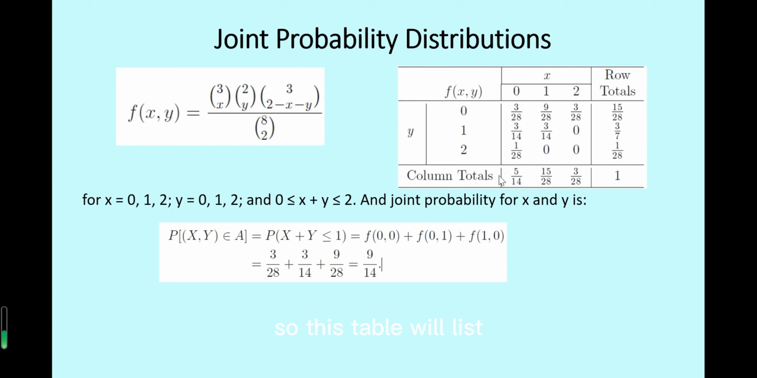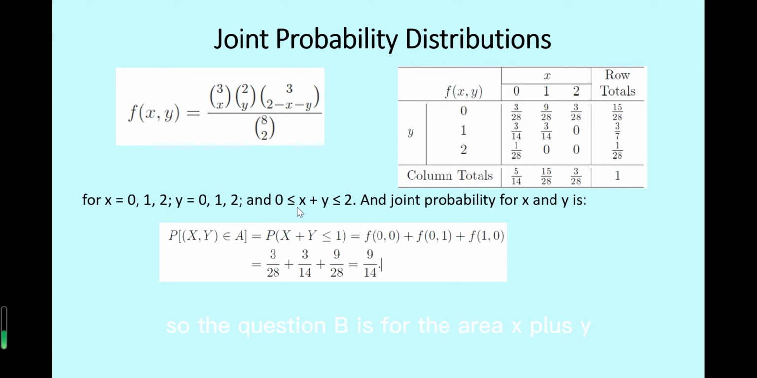This table lists the different probability distribution values for the different x and y. This is a contingency table, and the total probability will be 1. And this is also the marginal.